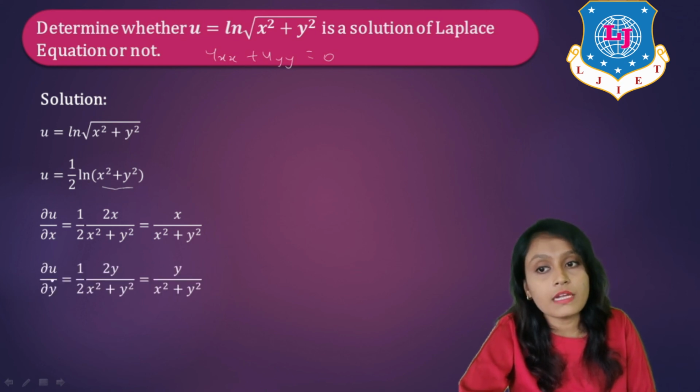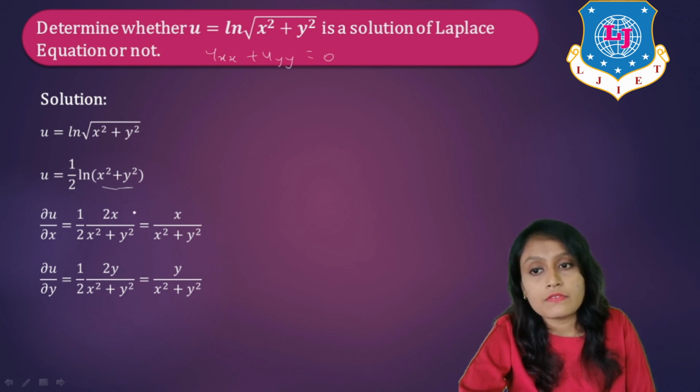2 will get cancelled. So what remains is x upon x square plus y square. Next, del u by del y. 1 by 2 as it is. Again same process. So derivative of ln x square plus y square is 1 upon x square plus y square into here we have 2y. Why? Because here we are taking derivative with respect to y. 2 will get cancelled. So what remains is y upon x square plus y square.